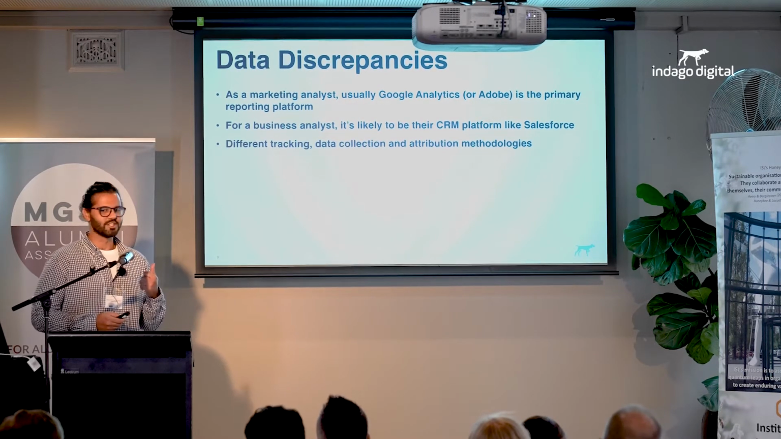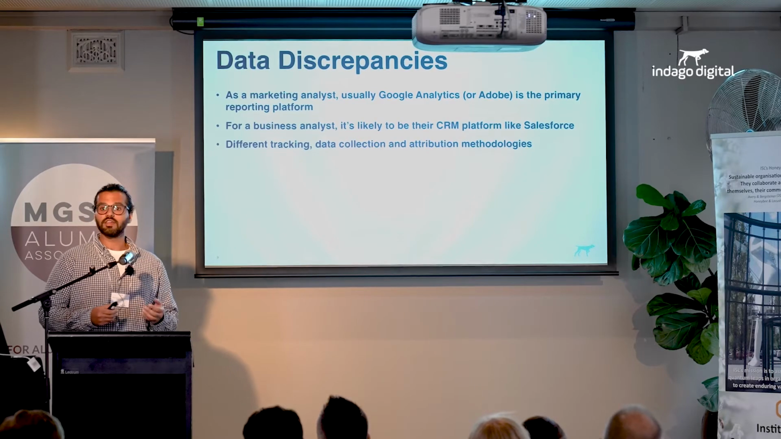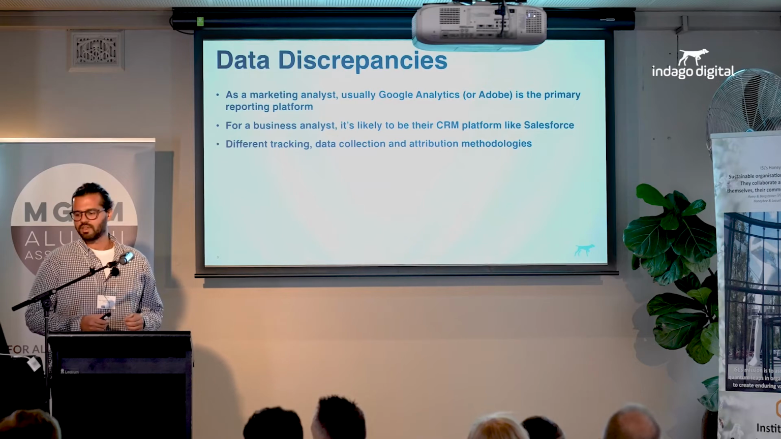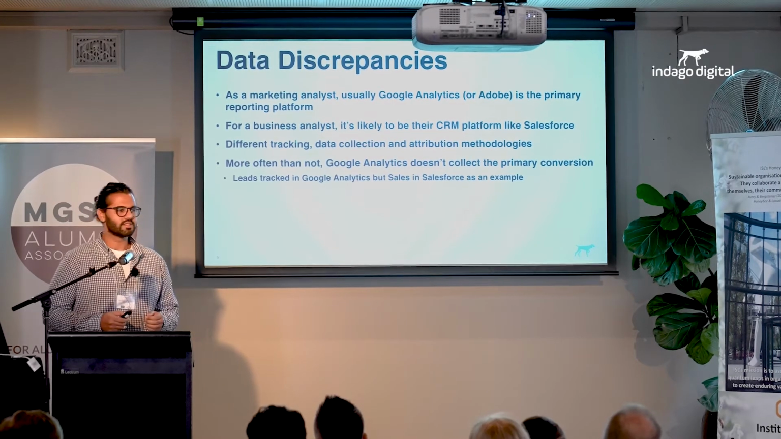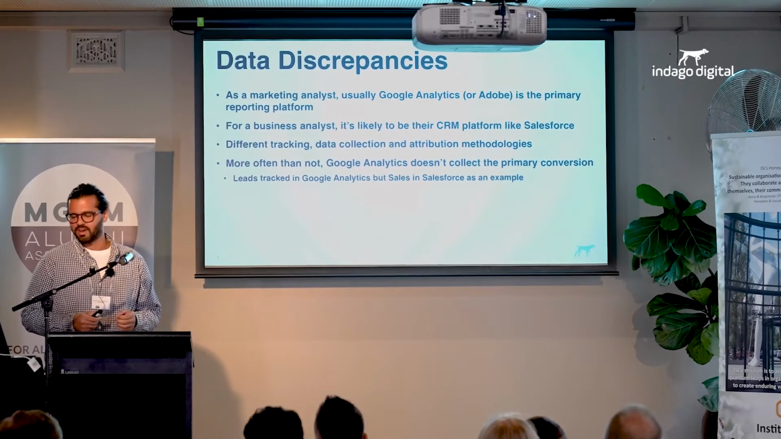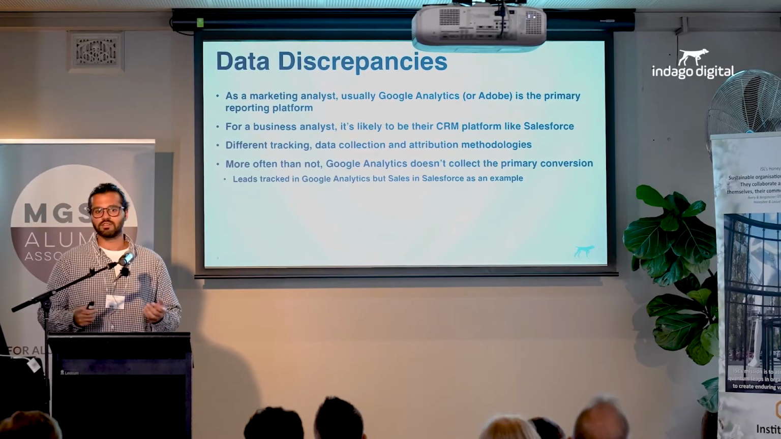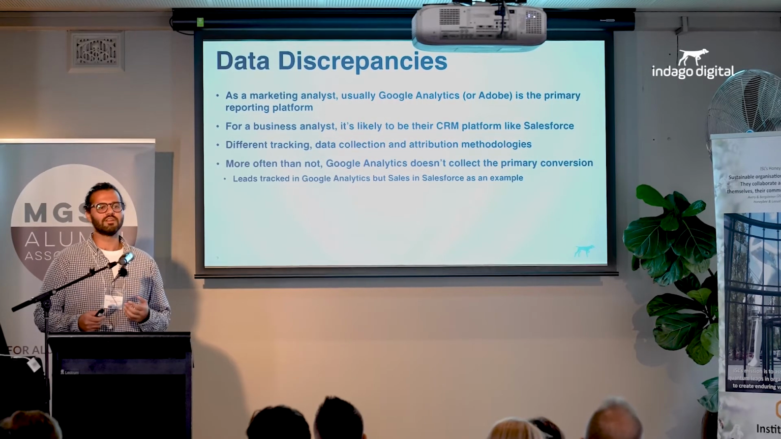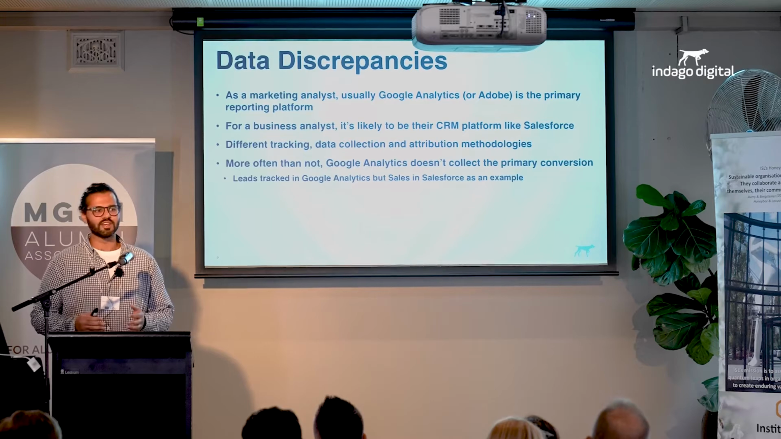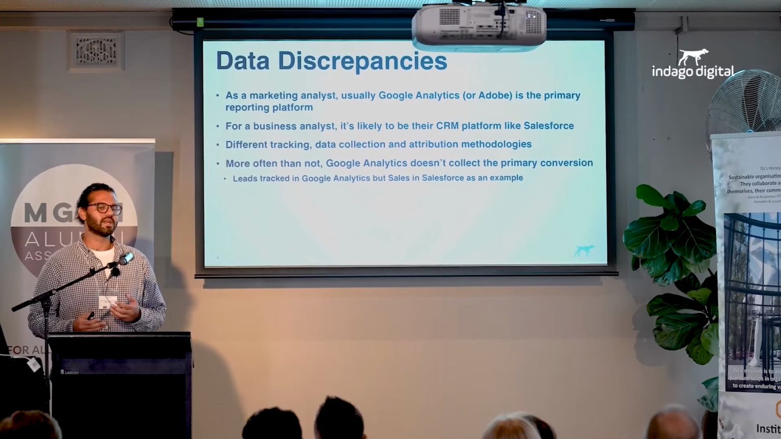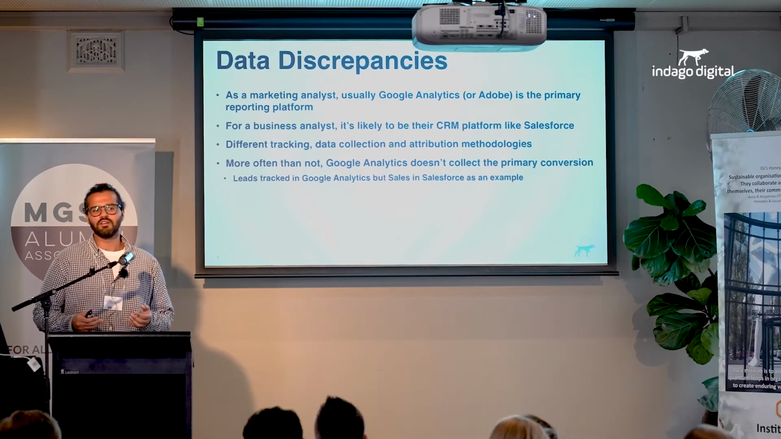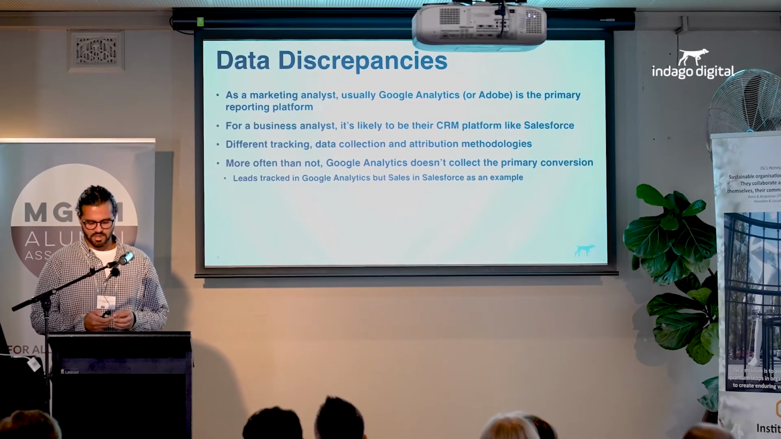All these data platforms that we just saw in the previous slide have different tracking methodologies, different ways they report on data, different metrics. And I think this is something that's very visible across the clients that we work with. Usually, a platform like Google Analytics doesn't necessarily always collect the main objective that a business is trying to do. So it might be collecting leads data, but not sales data. And sales data is probably sitting in a separate CRM somewhere, like a Salesforce, as we saw previously.